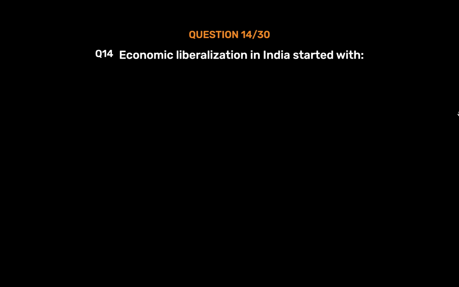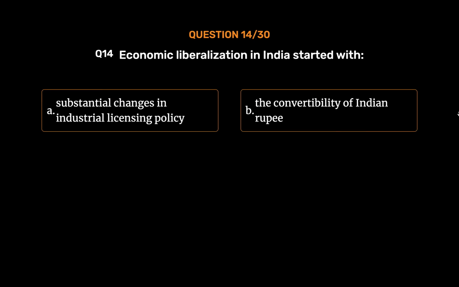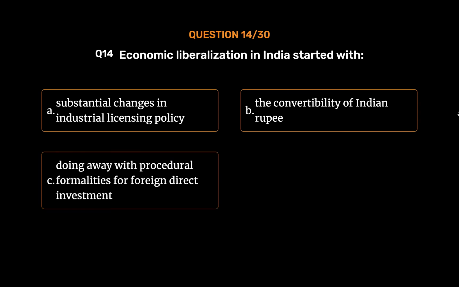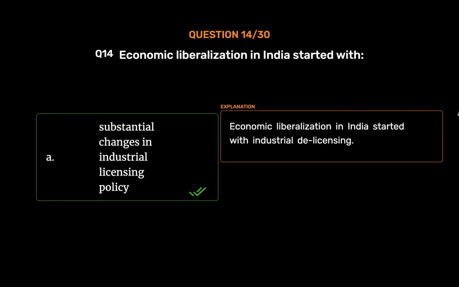Economic liberalization in India started with Option A. Substantial changes in industrial licensing policy. Option B. The convertibility of Indian rupee. Option C. Doing away with procedural formalities for foreign direct investment. Option D. Significant reduction in tax rates. The correct answer is Option A. Substantial changes in industrial licensing policy. Economic liberalization in India started with industrial licensing.